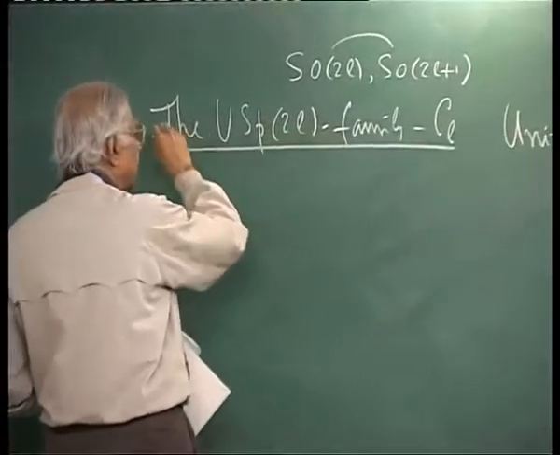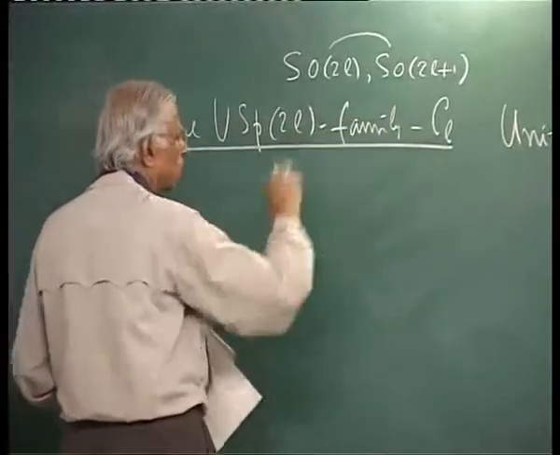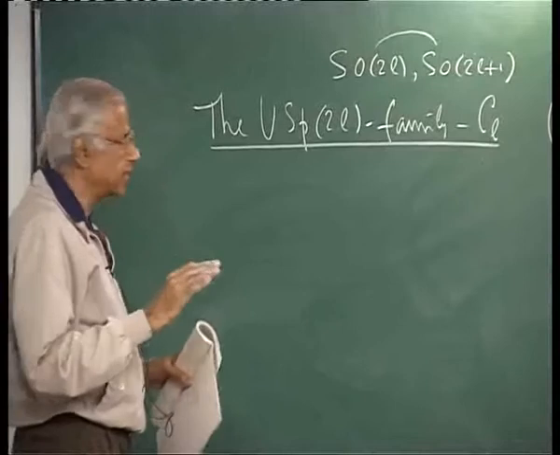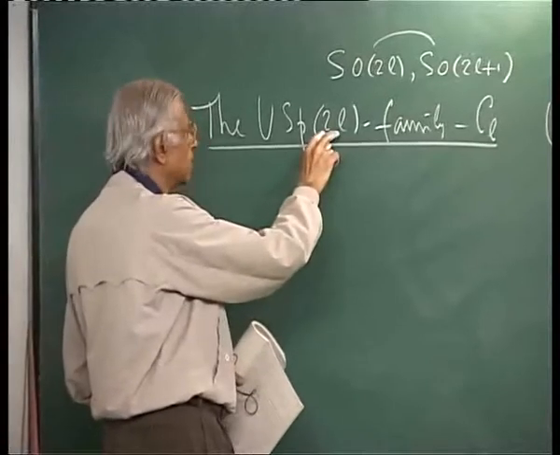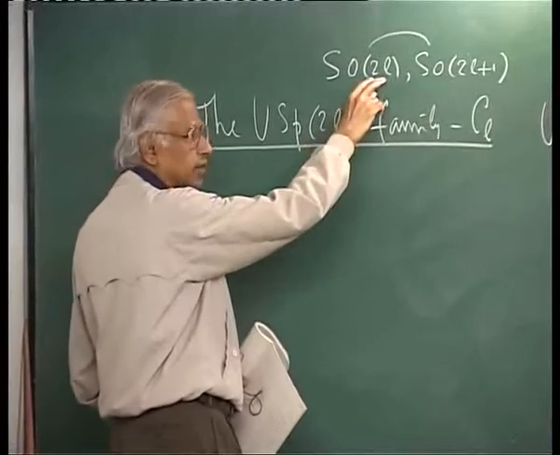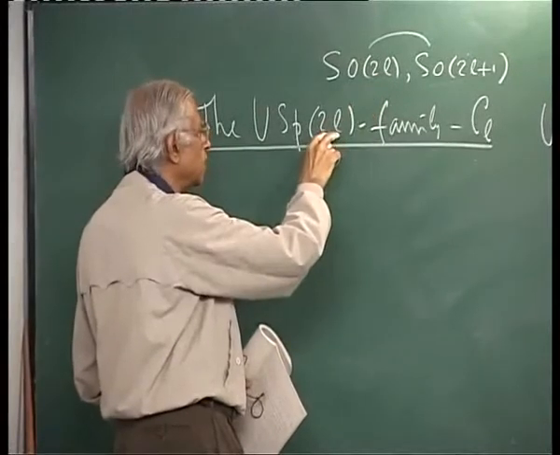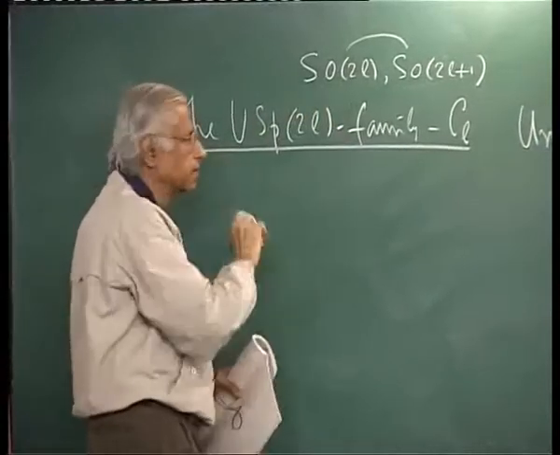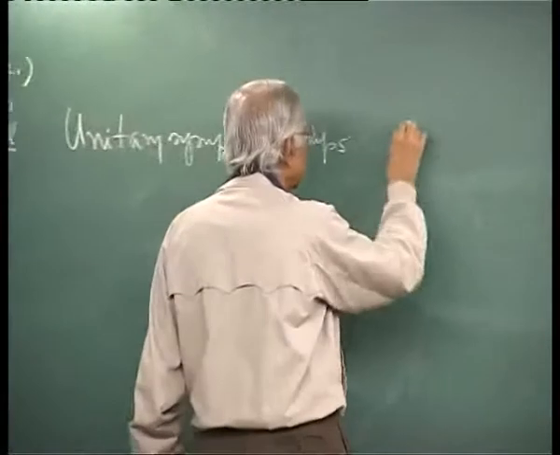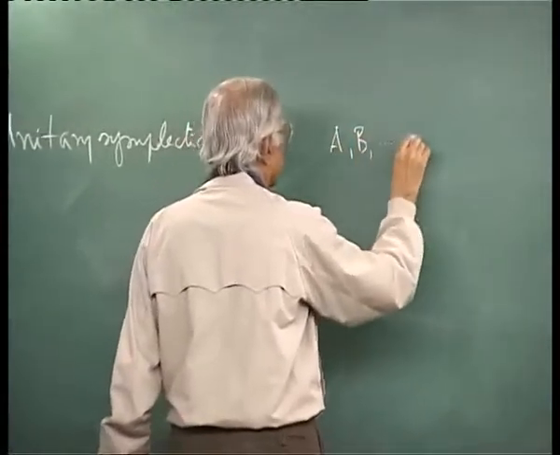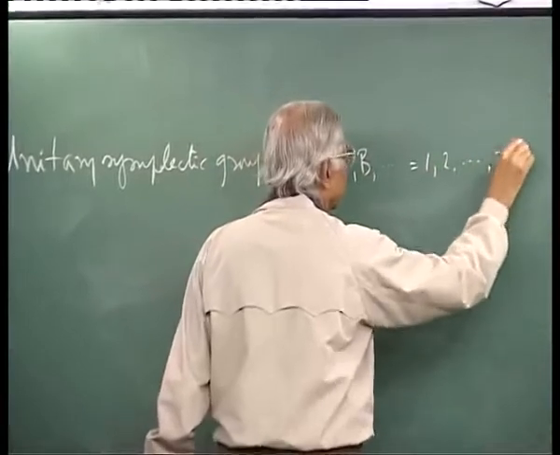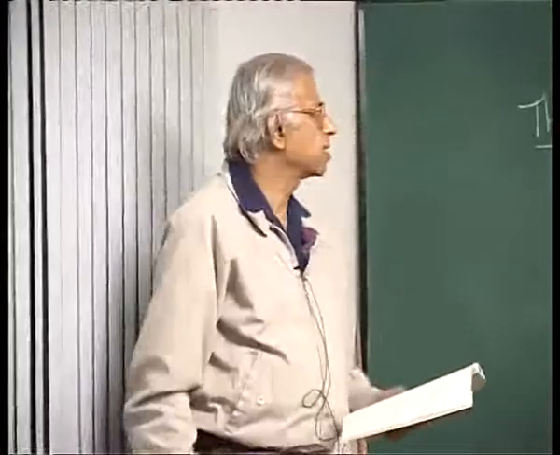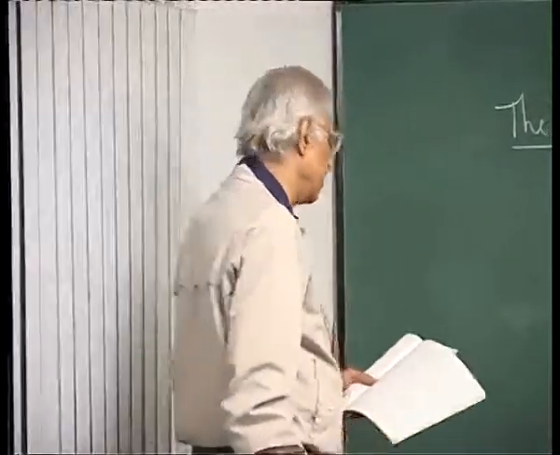The defining representation of this group is given by a certain family of complex matrices in 2L dimensions. So in that respect, it is similar to SO(2L). You are dealing with 2L by 2L dimensional matrices, but these are complex. Those were real. But for our indices, we can again use our favorite capital A's, B's, C's, and D's, and say that they run over the range 1, 2, up to 2L, an even number.